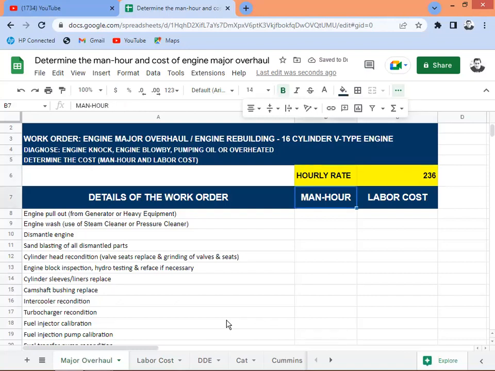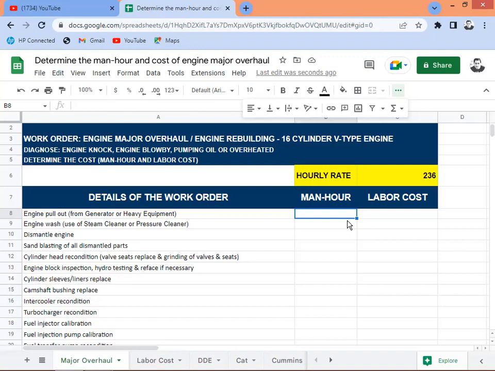Now we're gonna find out the man hour. What would be the man hour for each of these activities, so that we know how much would be our labor cost? We already have the hourly rate. Now the thing that we're gonna find out is the man hour. This is coming from my experience. Man hours could be different depending on the person. A person could be a fast worker. A person could be a slow worker, you know.